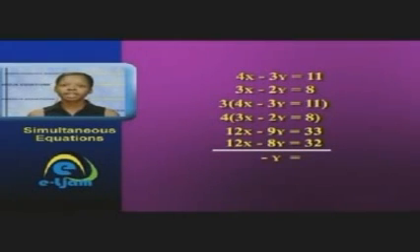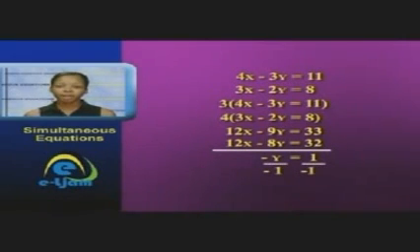We now have negative y being equal to 1. But we still have to solve for y. In order to completely solve for y, we divide negative y and 1 by negative 1, since the coefficient of y in this case is negative 1. So now y equals negative 1.